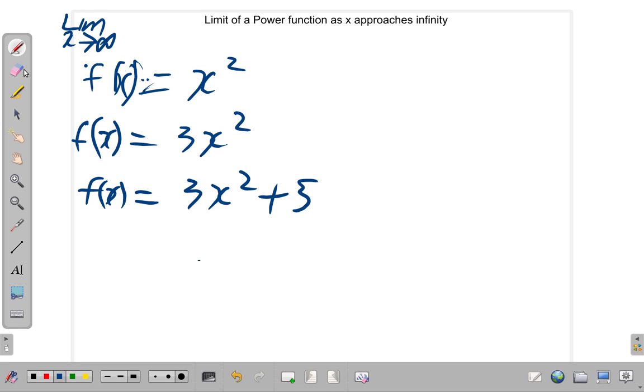Now, what happens if we make a minor change? Instead of square, we use cube. We're going to find the limit of x cubed, the limit of 3x cubed, the limit of 3x cubed plus 5. How do they behave generally? You can see that as you increase the values of x, x cubed gets very large.